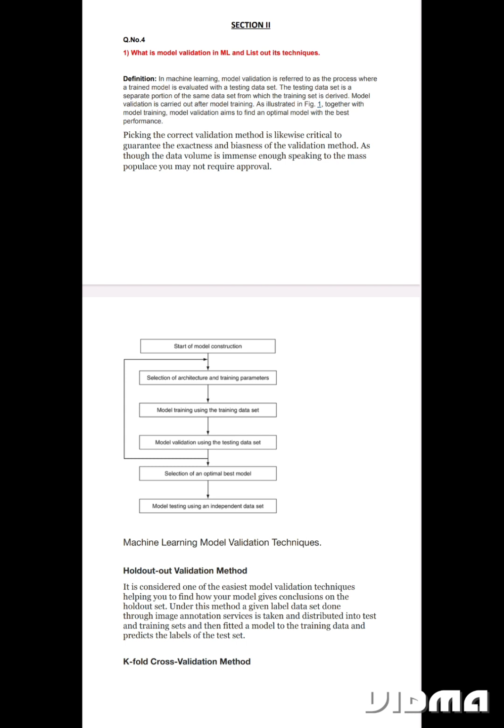Holdout validation method. It is considered one of the easiest model validation techniques, helping you to find how your model gives conclusions on the holdout set. Under this method, a given labeled data set, done through image annotation services, is taken and distributed into test and training sets, and then a model is fitted to the training data and predicts the labels of the test set.